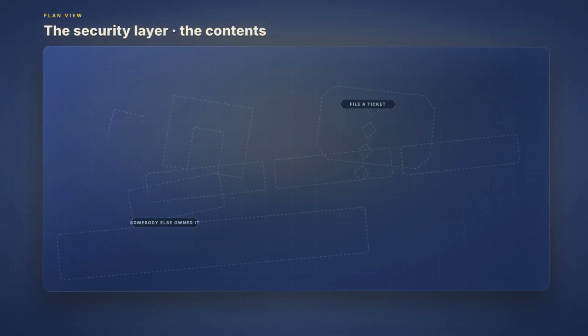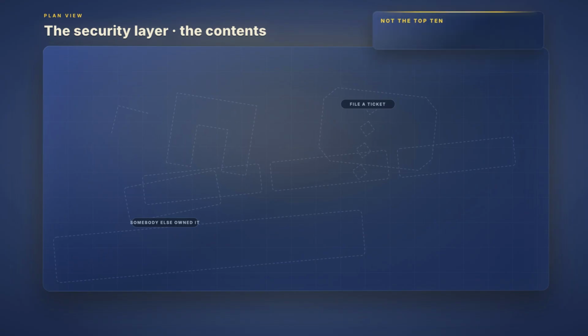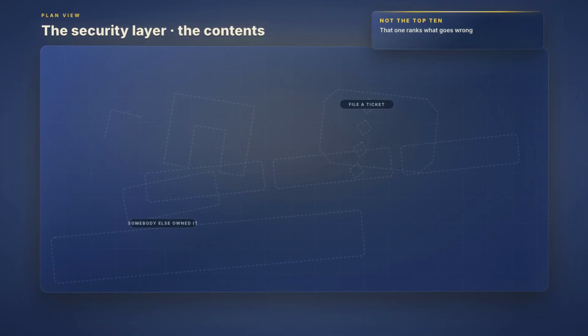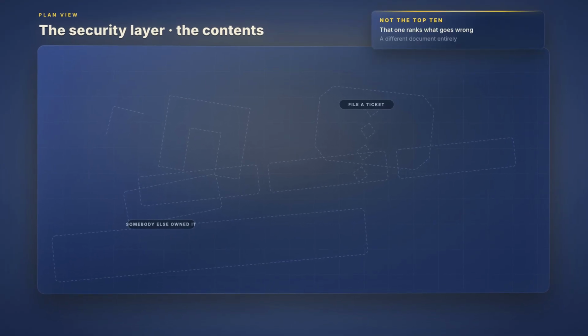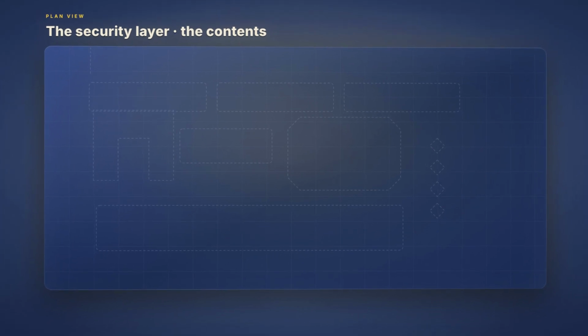Here's the awkward thing about the security layer. Most of us have never seen it written down as a whole. We've seen pieces of it, and usually we saw them because somebody else owned them and we had to file a ticket. So before anything else, the inventory, not the top 10 list. That's a ranking of what goes wrong, which is a different document. I mean the contents. There are 7 groups.